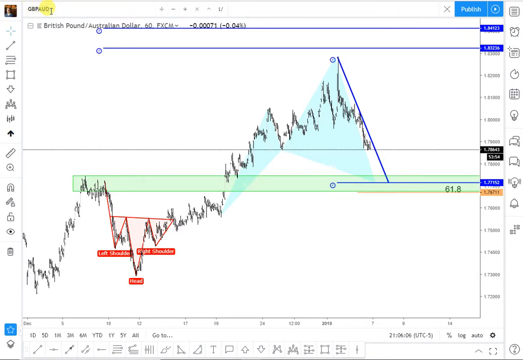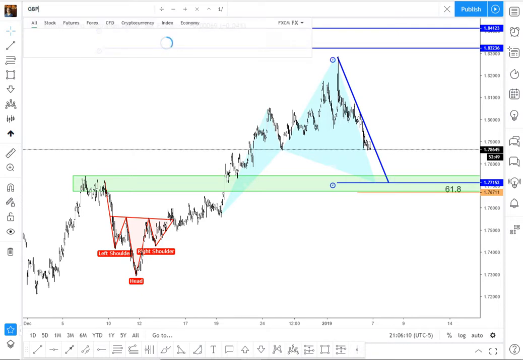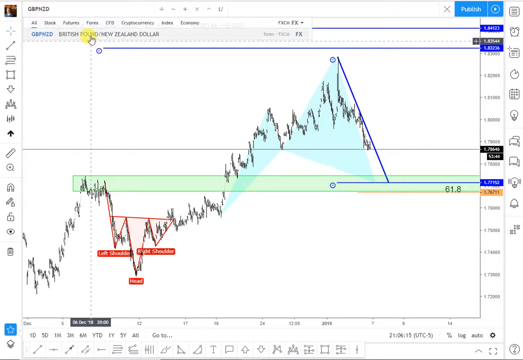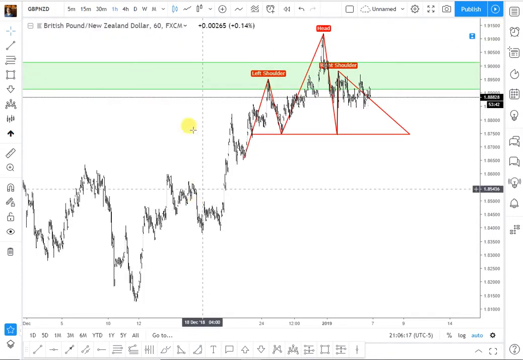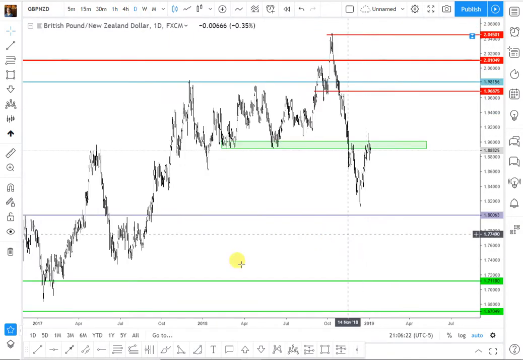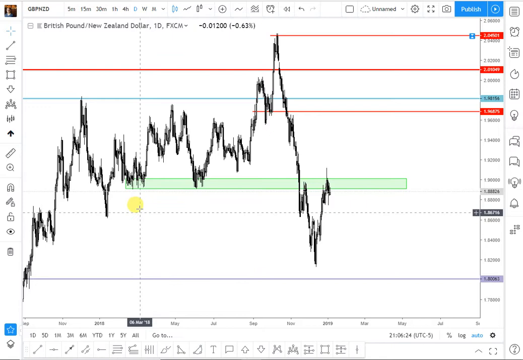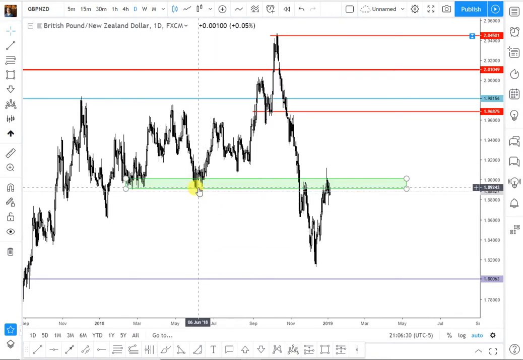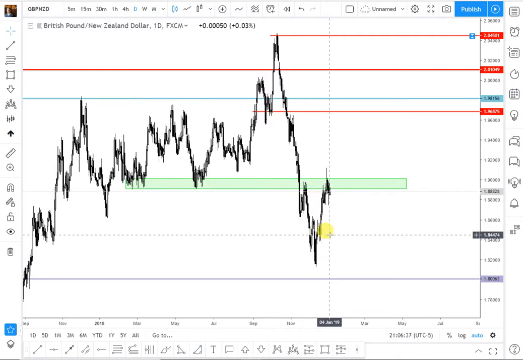Now we will switch to the GBP New Zealand dollar. Here we go. And this pair we will start with the daily time frame. As we see here, we have this support channel tested first time, second time here, and then it becomes a resistance.